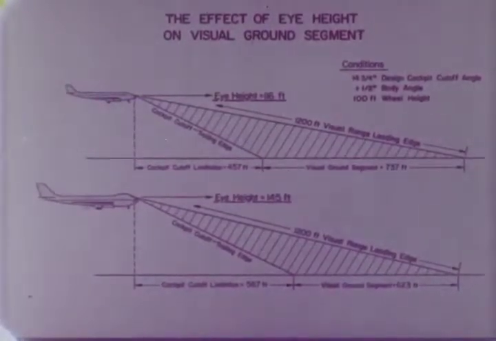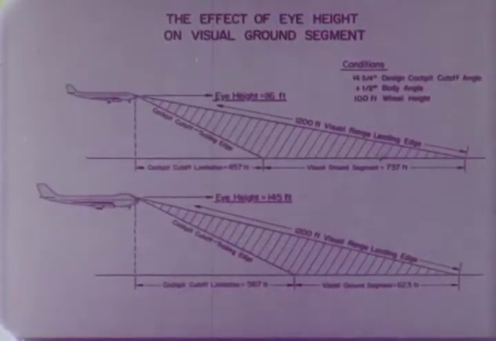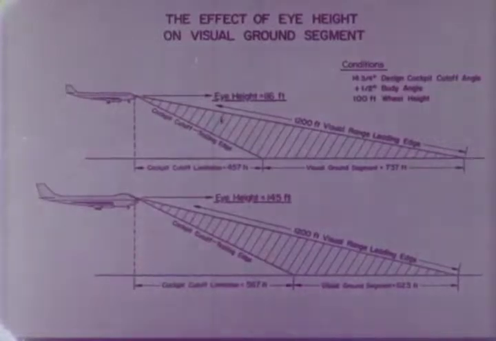A change in eye height of only 30 feet resulted in over a 15% reduction in the visual ground segment. Later in the film, there are several approaches that further illustrate the effect of altitude on what you will be able to see under low visibility conditions.